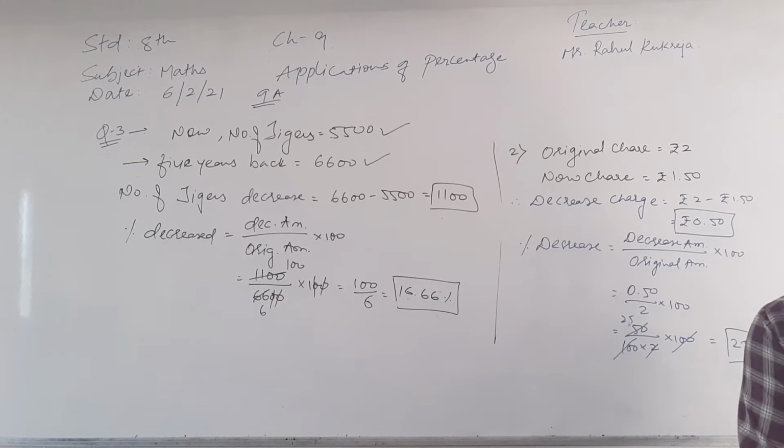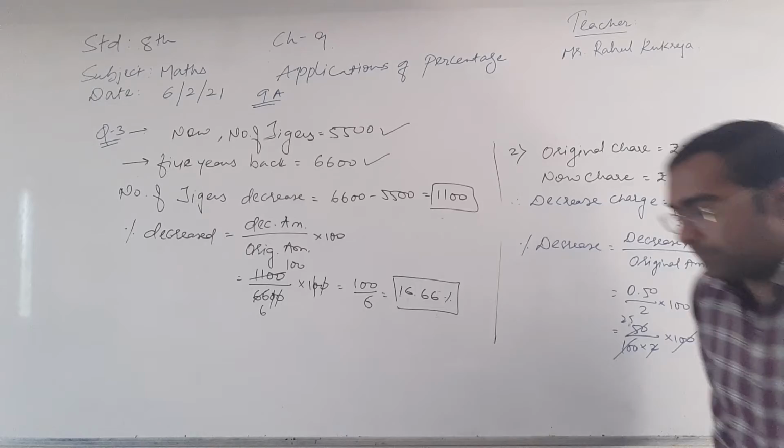Next one, that is: cost of a 1 liter milk was declared rupees 23. It was rupees 20 earlier.